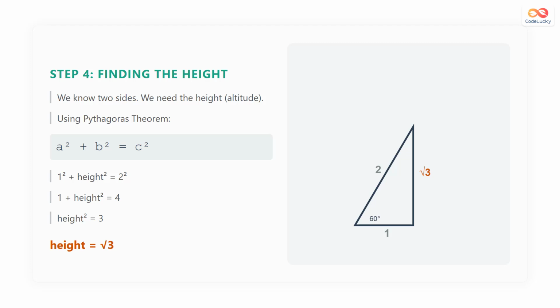We know the hypotenuse is 2, and the base is 1, but we are missing the height. We can find this using the Pythagoras theorem, which states that a squared plus b squared equals c squared. So, 1 squared plus the height squared equals 2 squared. Solving this, we find that the height squared is 3. Therefore, the exact height is the square root of 3.